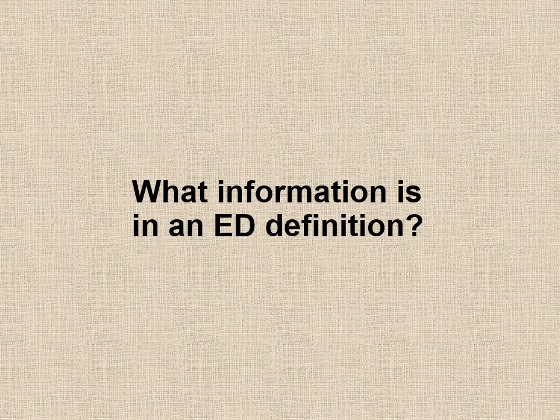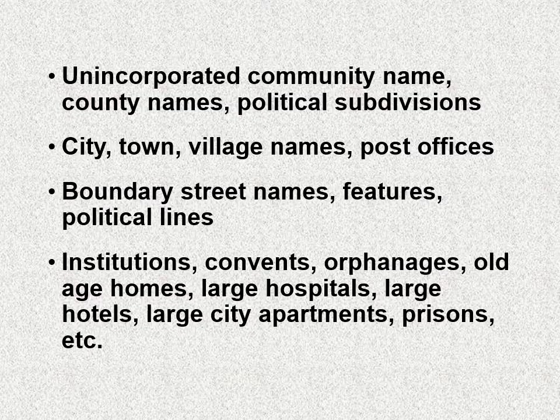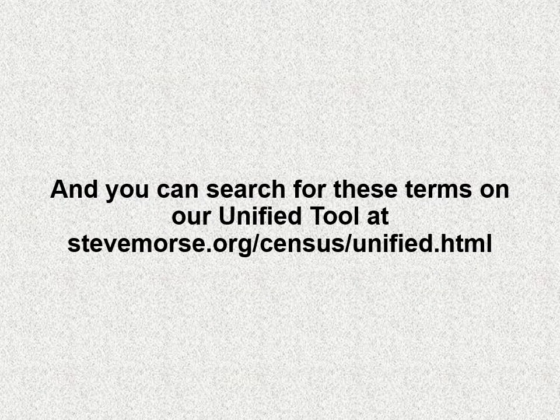What information is on an ED definition? Well, there are unincorporated community names, county names, city and town names, post offices, boundary streets, political lines, and institutions like convents, orphanages, and large hospitals. Lots of things are on enumeration district definitions, and you can search for those terms on our unified tool, as I mentioned at the beginning.